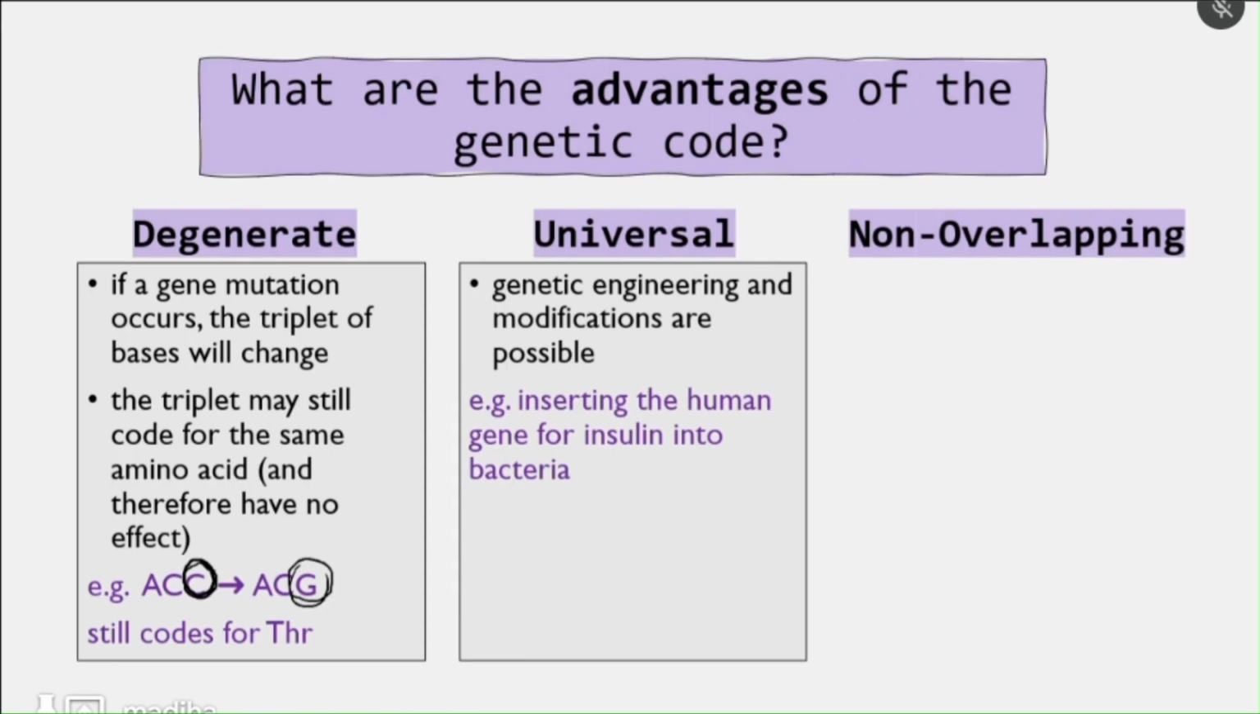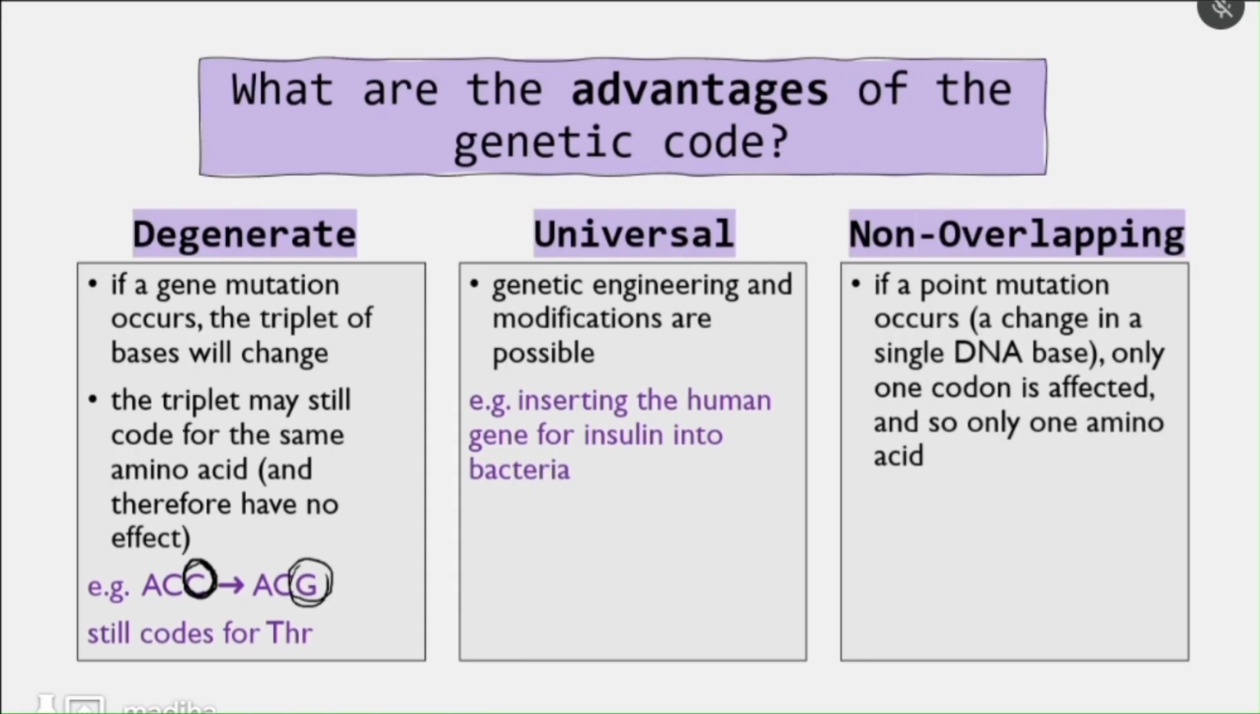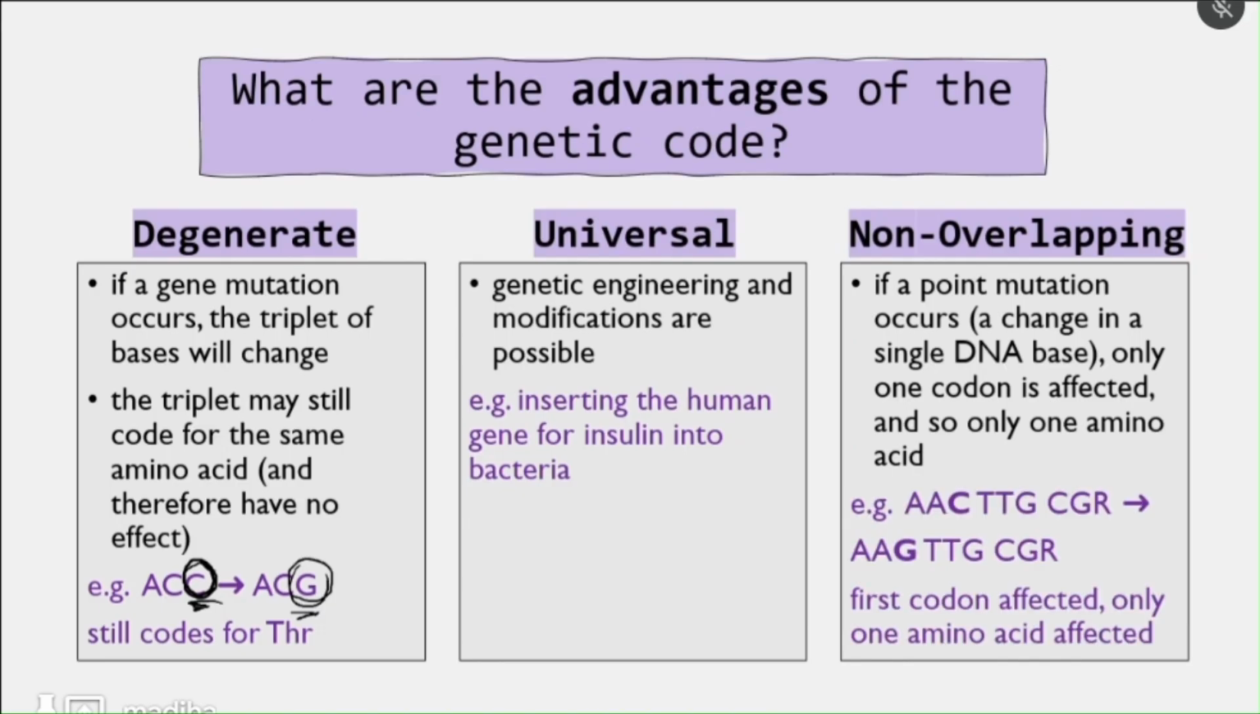And an advantage of it being non-overlapping is that if a point mutation occurs, so basically the change in one single DNA base, like here, if we've just got one changing C to G, only one codon will be affected, and so only one amino acid will be affected. So here we've got a little gene, we've got 3 triplets, and as you can see, one thing is being changed.